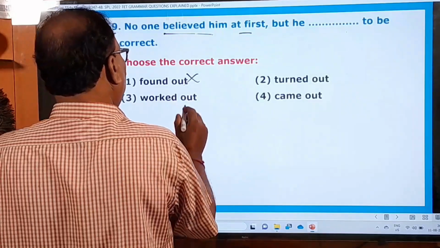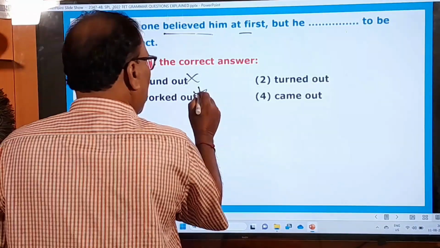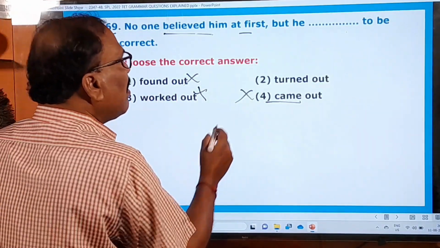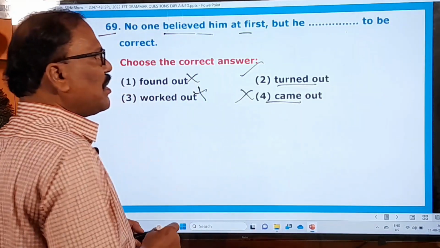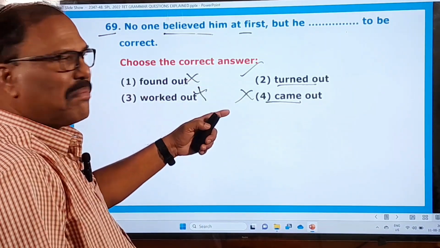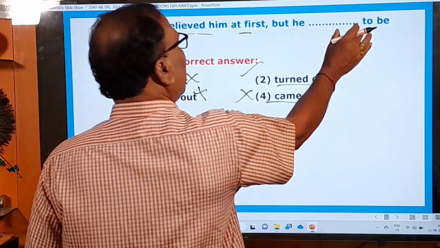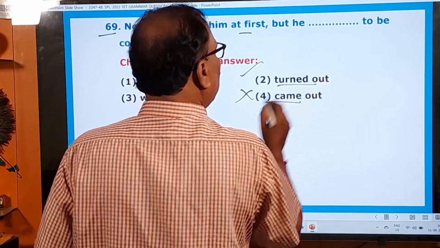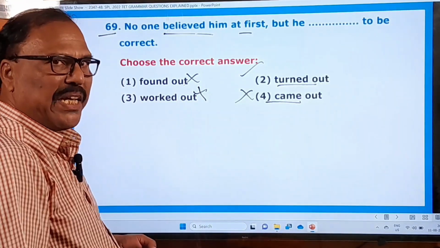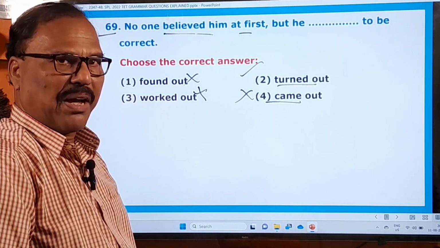Worked out means solved. Worked out to be correct, no, this is also wrong. Came out to be correct, no. You say turned out. Turned out means proved to be. No one believed him at first, but later he proved to be correct. He turned out to be correct. So the second one is the right one and all others are not correct. These are the phrasal verbs. Please try to understand the meaning of the phrasal verbs from the examination point of view.